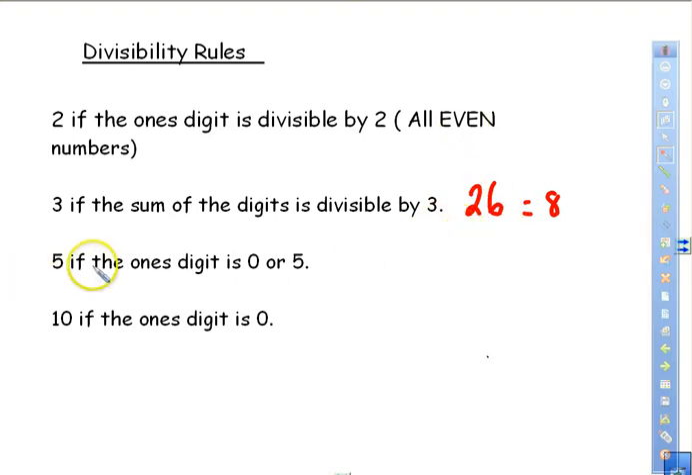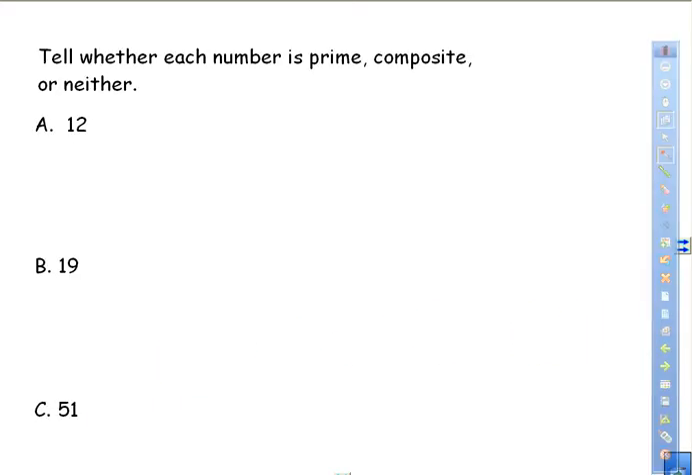And if the ones digit is a 0 or a 5, then it's divisible by 5. And if the ones digit is 0, then you can always divide 10 into that number as well. So let's look at a few. Now it says tell whether each number is prime, composite, or neither. So let's go ahead and do that. Go ahead and hit pause and answer these 3 questions.